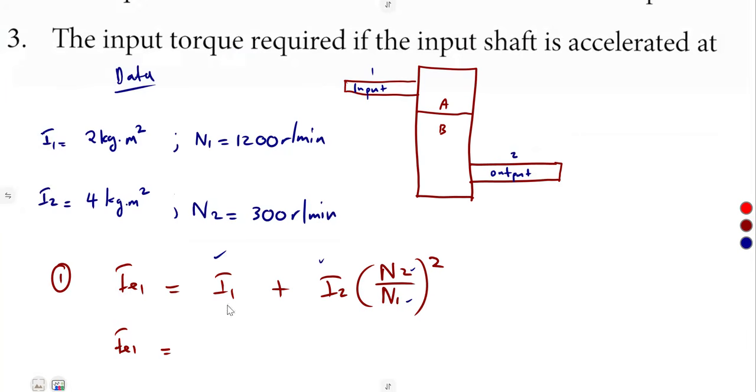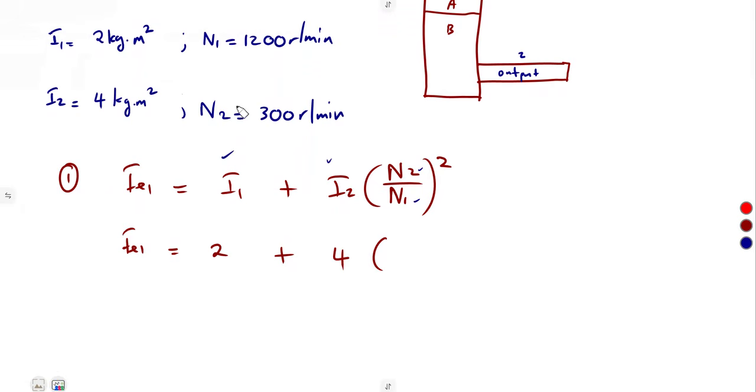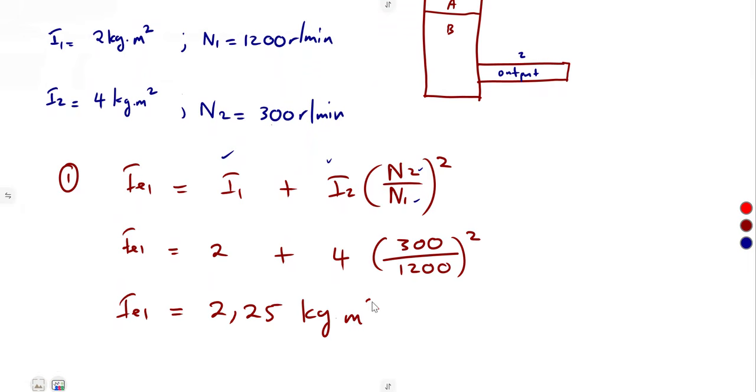So IE1 is going to be I1, which is 2, plus I2, which is 4, into N2 over N1. The speed N2 is 300 over N1 1200, raised to the exponent of 2. So that's it. You are just going to use your calculator, and that is going to give us something like 2.25 kilogram meter squared. Please use your calculator properly.